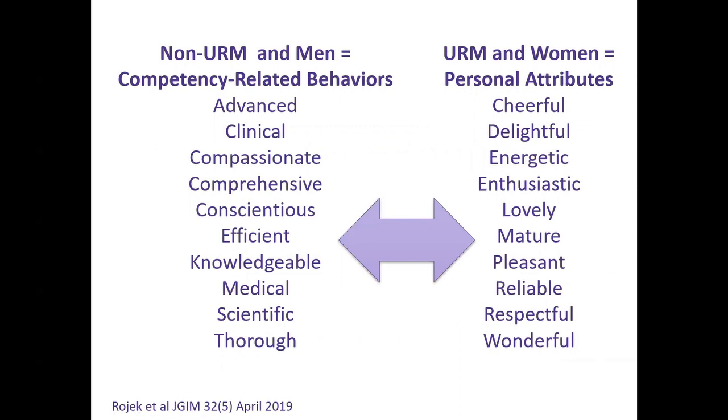Similar research has been done comparing underrepresented minority students and faculty and white students and faculty, and a really similar kind of dichotomy shows up, specifically that for white individuals and men, we tend to use these more competency related behaviors. We tend to really describe what we saw, and for underrepresented minorities and for women, we tend to talk about their personal attributes.